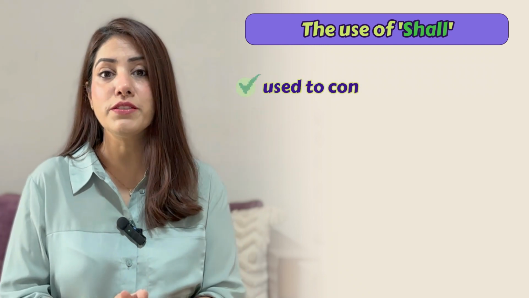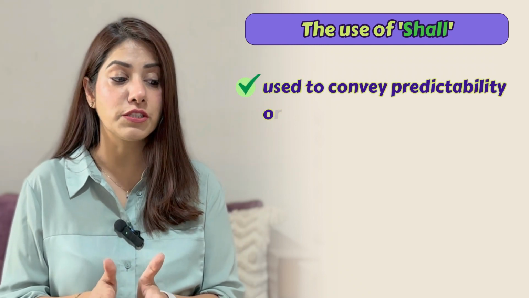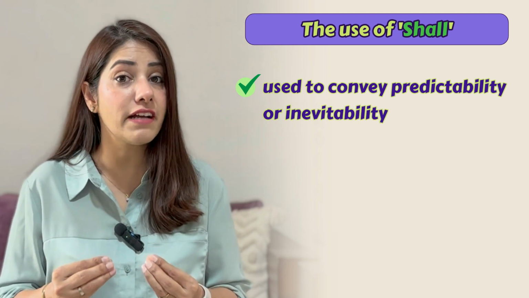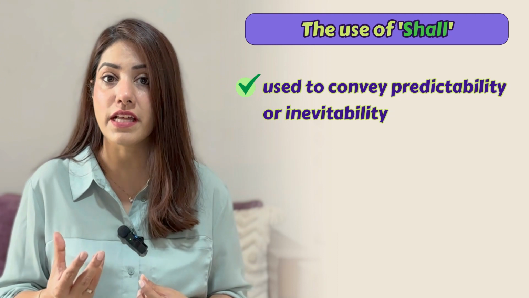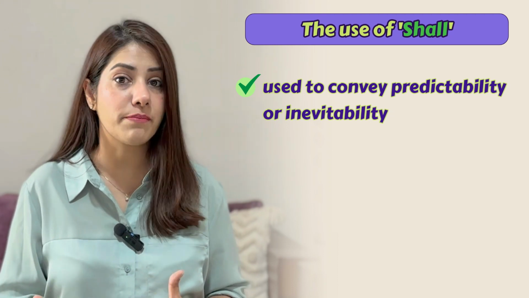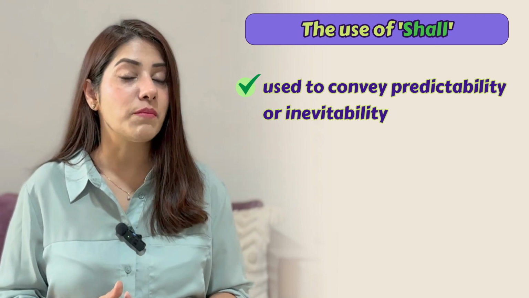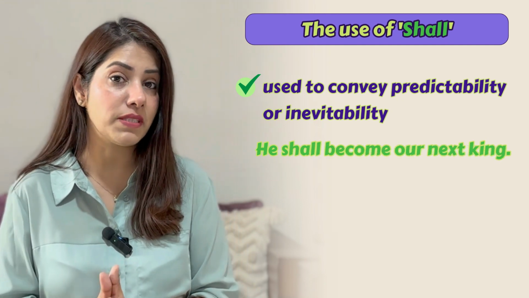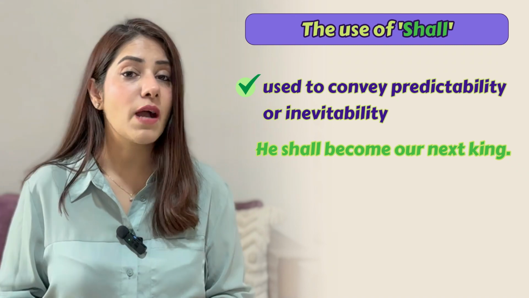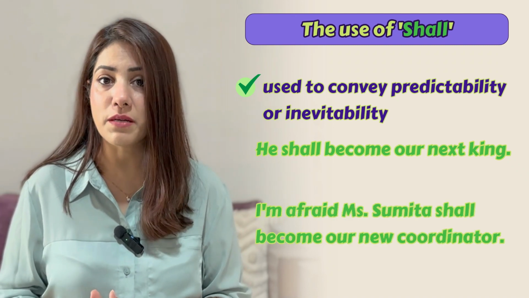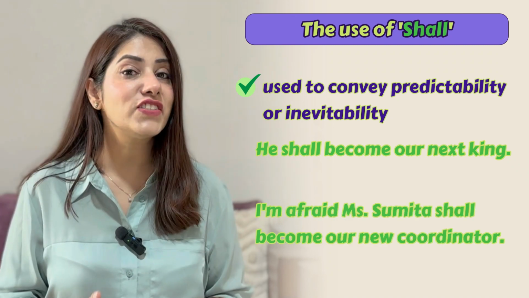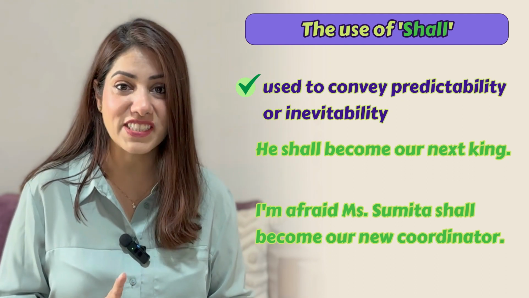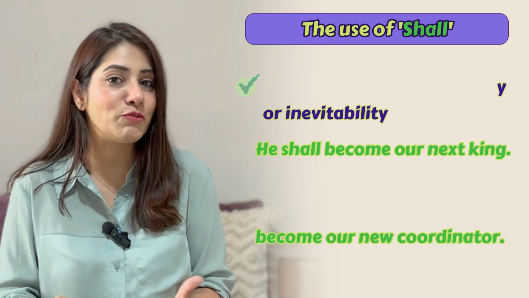Shall can also be used in situations where you want to convey predictability or inevitability of some event that is destined to happen. Say, he shall become our next king. Here, shall is being used to convey something that is predestined. I'm afraid Miss Sumita shall become our next coordinator. Here, shall is being used to convey inevitability of the action. So, something that is bound to happen.